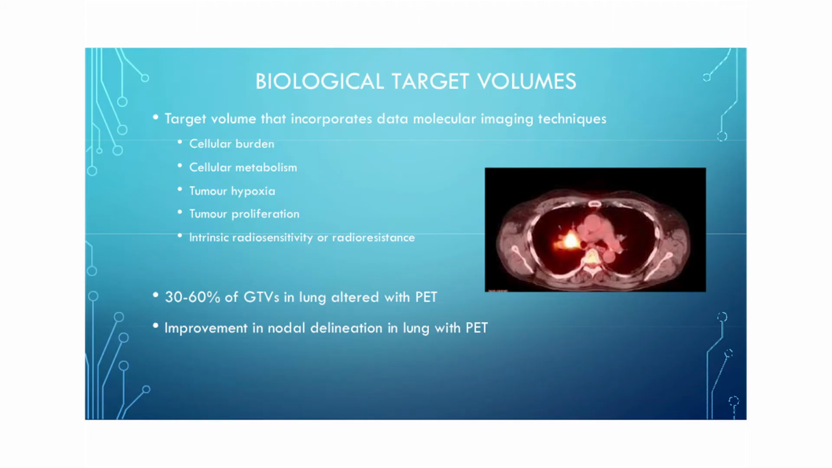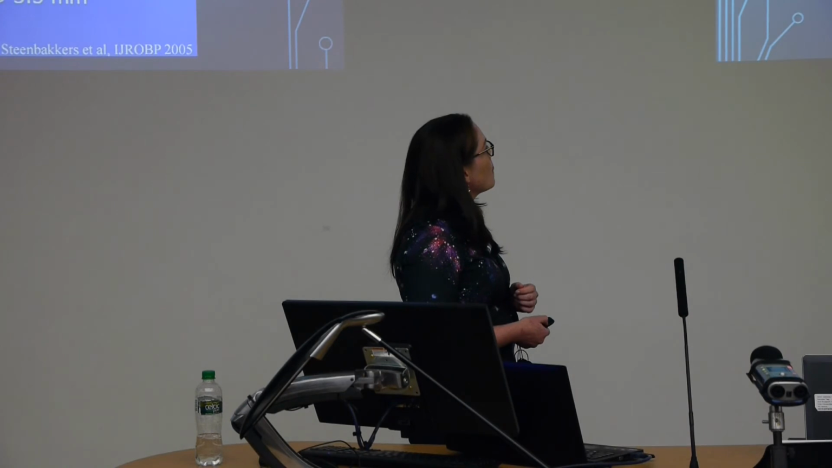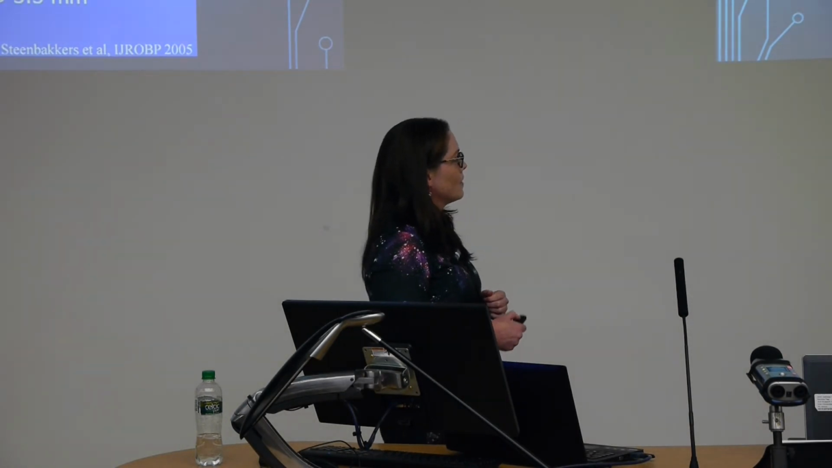When you give a patient a PET scan, I suppose in about 10% of our patients, it's going to actually change what we do with them, because we didn't see something on conventional CT imaging. And functional imaging just brings a whole new dimension to that. And it's particularly important in lung. So about 30 to 60% of targets in lung are altered with PET. That's probably more likely that you'll find a little satellite that's too small to resolve on CT, but you can see it on PET.